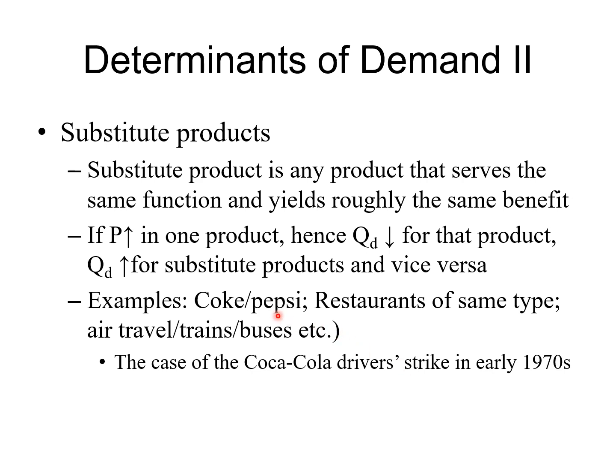Classic examples, Coke and Pepsi. Restaurants of the same type. Restaurants in general are not necessarily in competition with one another. Restaurants of the same type are in competition with one another. So if you have two seafood restaurants or two Italian restaurants, they're in competition with each other. But an Italian restaurant is not necessarily a substitute product for a seafood restaurant. It depends on what people want to eat. Okay, like for example, if you can go out for Italian food or you can go out for Indian food, they're not really in competition with one another.